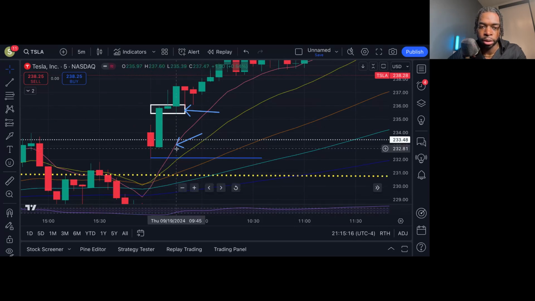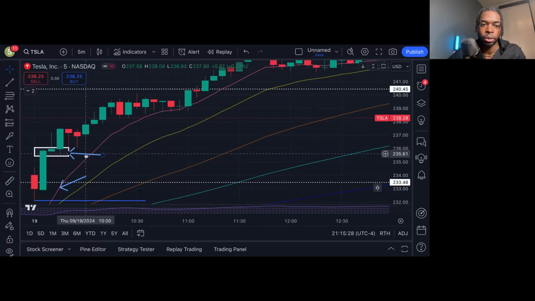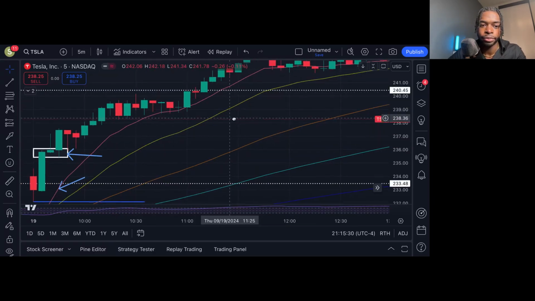Our MAs are really bullish here. The 9, which is my pink line, is going up above the 20. The 9/20 crossover is huge in terms of significant moves. We have the 20 above the 50, above the 100, so everything's in order. And we're ripping, and we're holding that 9 MA.